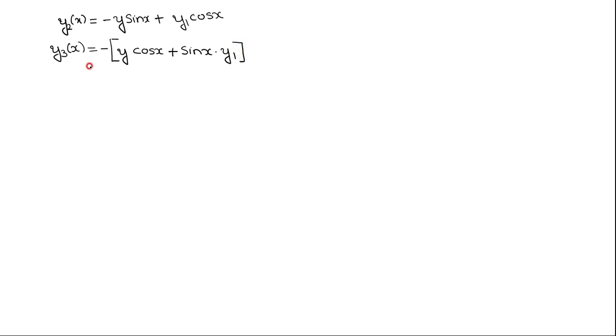So this is the differentiation of only the first term. Similarly, we need to do it for the second term also by using the product rule. Keep the y1 as it is, derivative of cos is minus sin x, and cos x as it is, the derivative of y1 is y2. Simplify this.